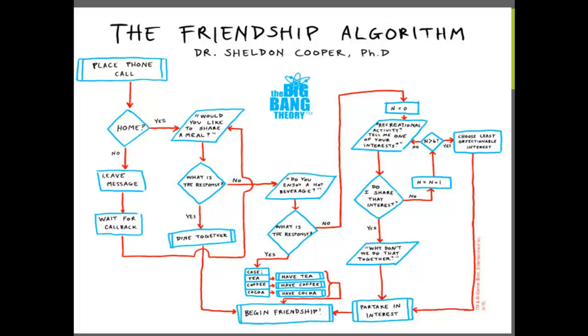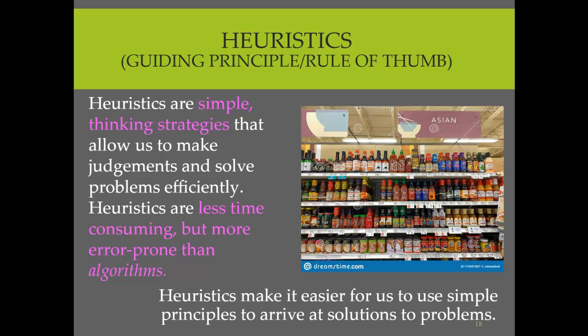The friendship algorithm comes from the Big Bang Theory, when Sheldon's coming up with ways to make friends. He's a little bit socially awkward.